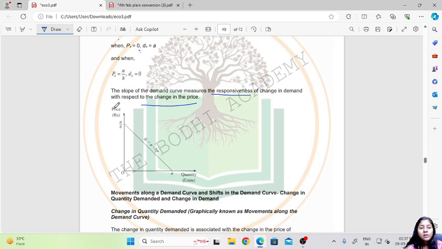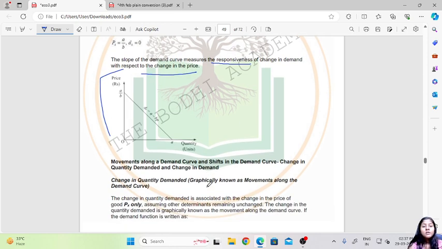So this is the diagram they have shown graphically. Here on the y-axis they have taken price, and on the x-axis they have taken quantity, and this is the slope they have shown. It is negatively sloped, sloping downwards.